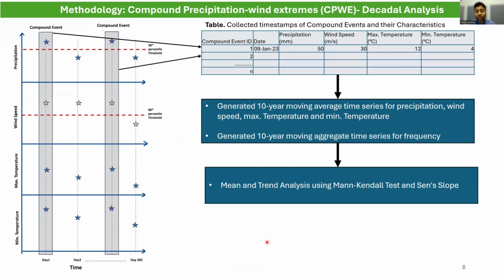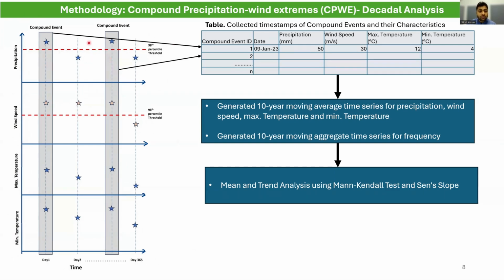So how have we collected our data? If you see the figure, this is similar to the figure that I showed in the previous slides, just extended up to the maximum temperature and minimum temperature. These are the values for day 1, day 2, and all the way to day 365. As we can see here, these are the thresholds for precipitation, these are the thresholds for the wind, and there are two compound events which are registered.